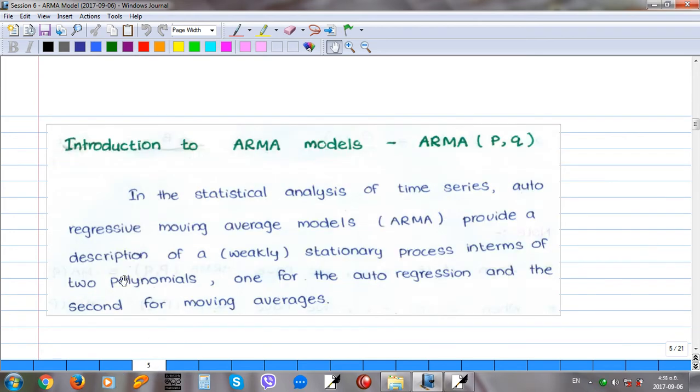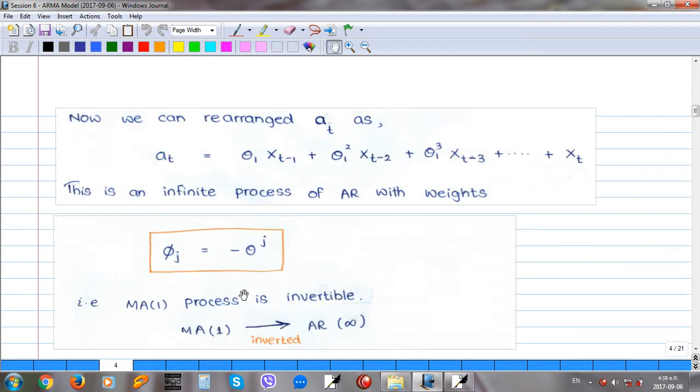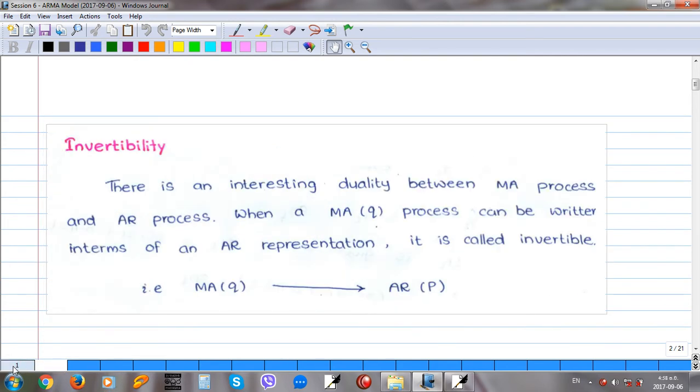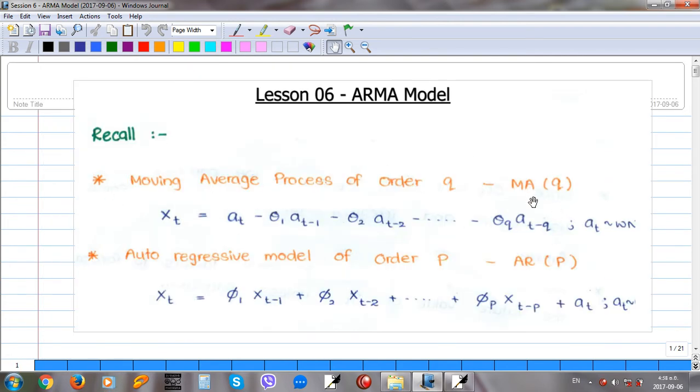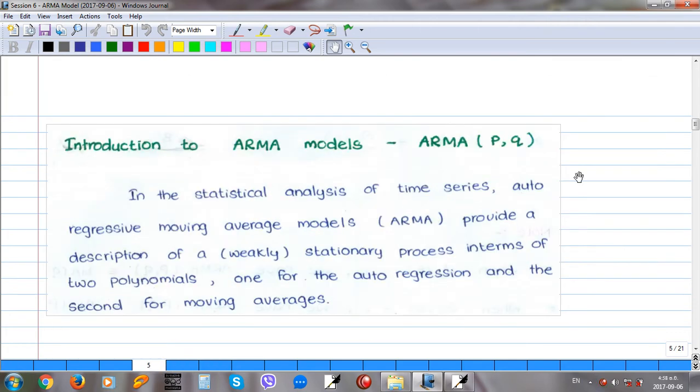So now we will move to the introduction to the ARMA model. For the moving average process, we take order q, and for the autoregressive model, order p. Here ARMA is the autoregressive moving average model, where the autoregressive order is p and the moving average order is q, right?